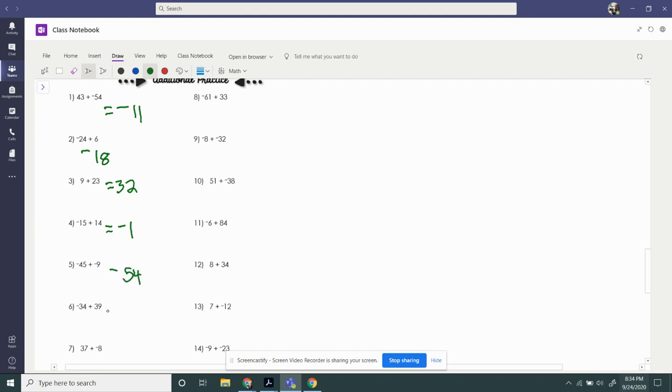Here we have different signs, so we're going to ignore the signs and subtract. So it would be 39, take away 34, which is 5. And what sign should that 5 be? Well, the larger absolute value here is the 39, so the 5 is positive, just as the 39 is positive. Now we have different signs, 37 plus a negative 8, so it would be 37 minus 8, which would equal 29.